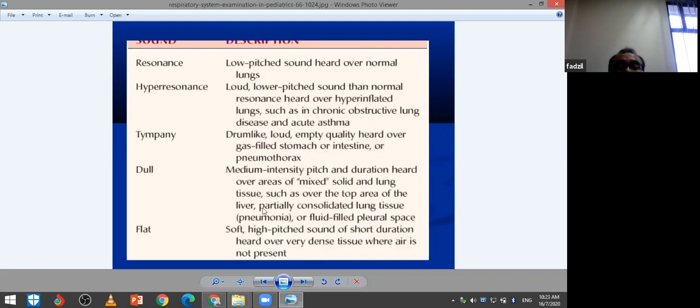Usually there is consolidated lung tissue, eh? Or fluid-filled. If fluid fills the space, you get stony dullness, eh? Very stony. If you percuss a stone and then you percuss the other place, you can see how much different it is, eh? Okay.